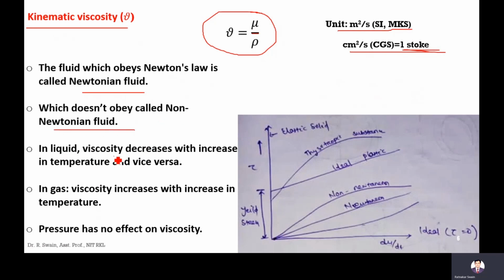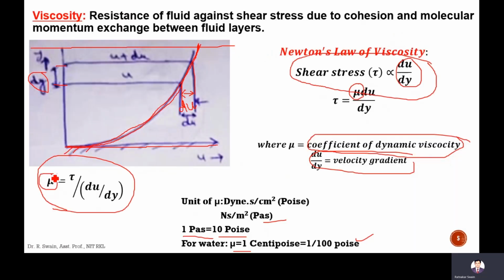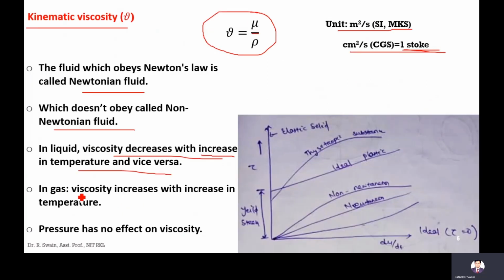In a liquid, viscosity decreases with the increase in temperature and vice versa. If you increase the temperature, the kinetic energy increases and the velocity gradient increases. If you increase the velocity gradient, then the viscosity decreases, because viscosity is inversely proportional to the velocity gradient. In the case of gas, the scenario is different: viscosity increases with increase in temperature. Pressure has no effect on viscosity. Even if you increase or decrease the pressure, there is no effect on the viscosity.